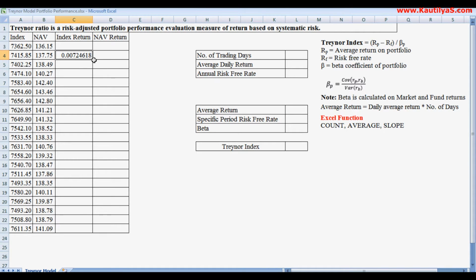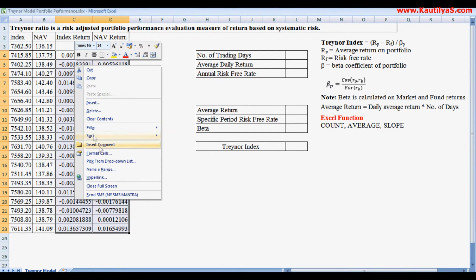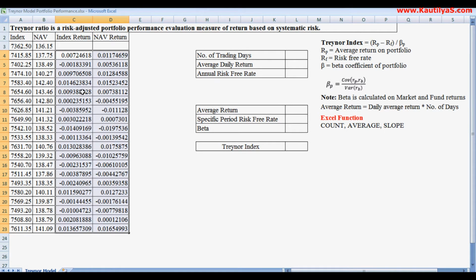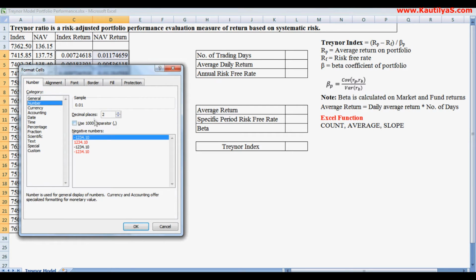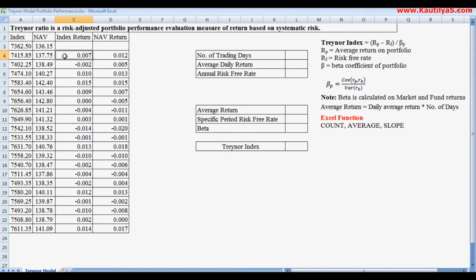So similarly we calculate this for a NAV return also, and drag for the total and format this, format cells. So format it as a number with 2 decimal points, or we go for 3 decimal points. So we have calculated index return as well as NAV return. Why these returns need to be calculated is beta is calculated on market and fund returns.